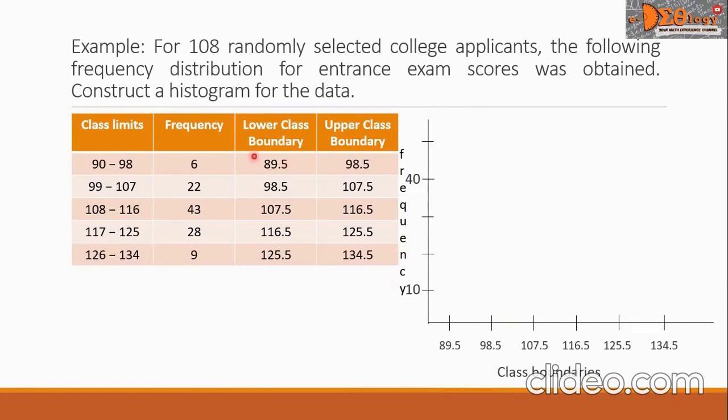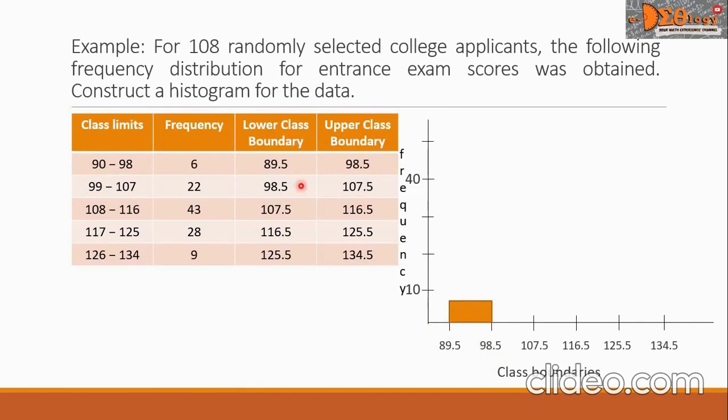Now let us describe the first class interval. Take note, the first class interval has lower class boundary of 89.5 and the upper class boundary is 98.5. So this is from this point up to this point in our horizontal line. So the rectangle corresponding to our first class interval is given here. The width is from 89.5 to 98.5 and the height is up to the level of 6 in the frequency.